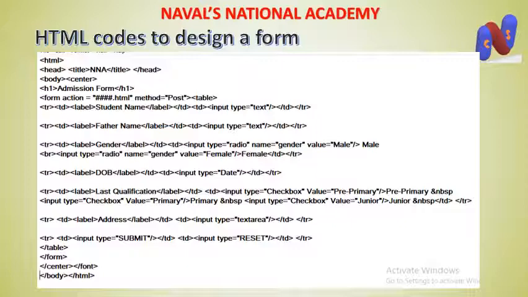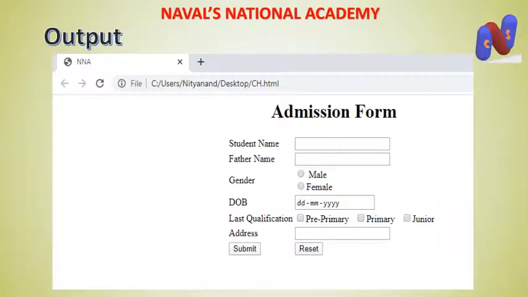Now just take a look at the form which will be produced by this code. As you can see in the picture, in the title bar you can see NNA which I have used in the title tag, then admission form which I have written in the H1 tag, and then as a label you can see student name with the text box, father name with the text box, gender with the radio buttons. Two radio buttons are there, male and female.